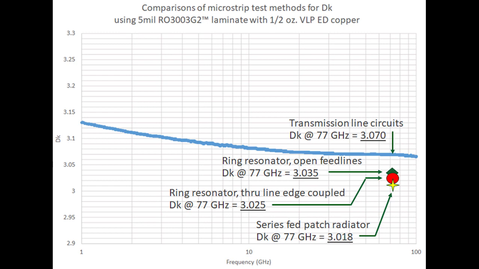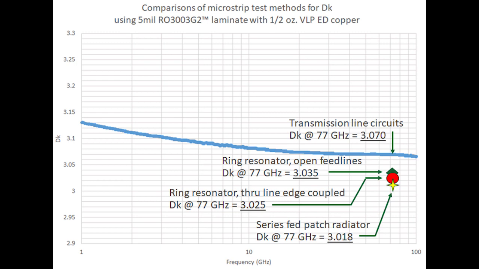And then lastly, the series fed patch radiator at the bottom there has the lowest Dk. As you remember, this is sampling the least amount of material and the smallest area of the copper roughness. So when you think about what the fields are doing for each one of these test vehicles, they are actually evaluating the material a little bit differently, and because of that, you are seeing differences in these Dk values at 77 gigahertz.